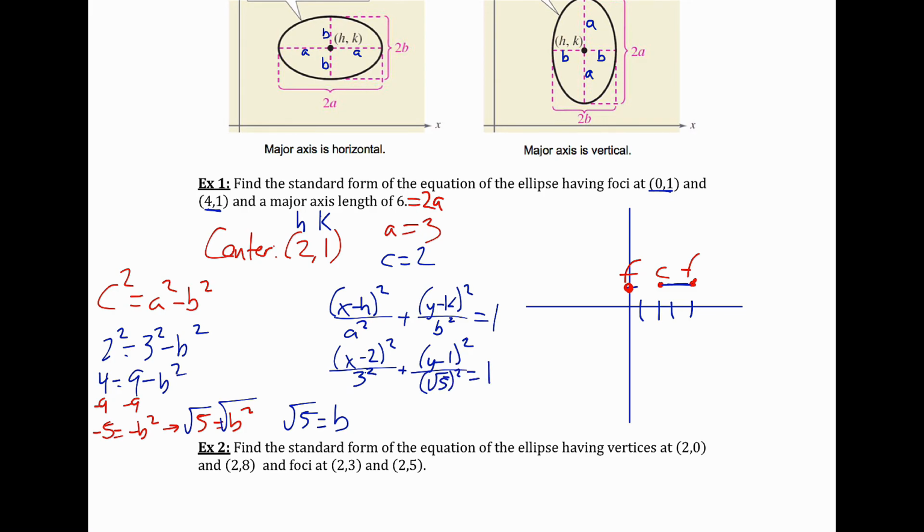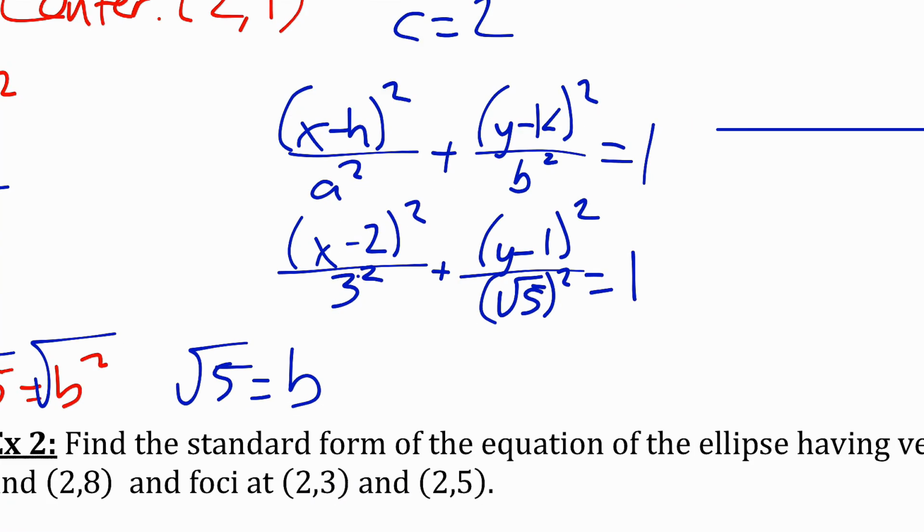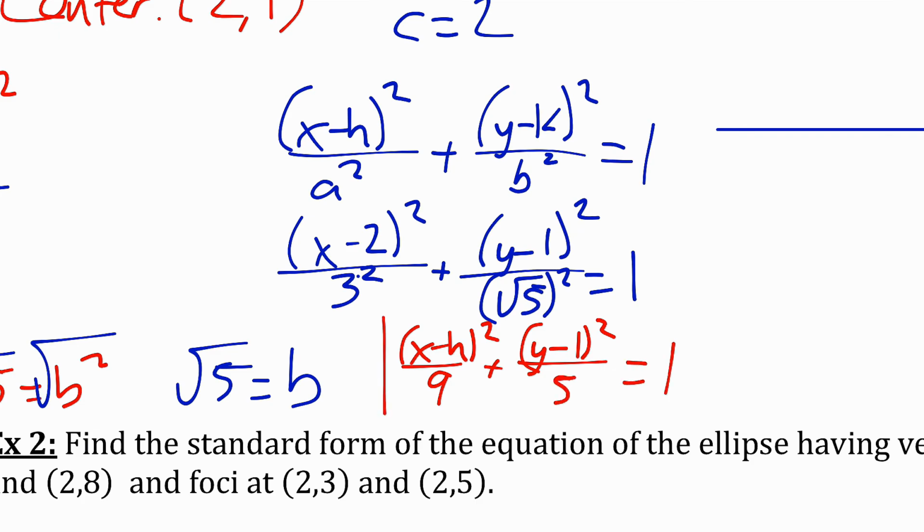Equals 1. Now, thankfully, that square root of 5 squared in the denominator cleans up nicely. So our final standard form of this equation is (x minus 2) squared over 9 plus (y minus 1) squared over 5 equals 1. So that is the standard form of this equation.